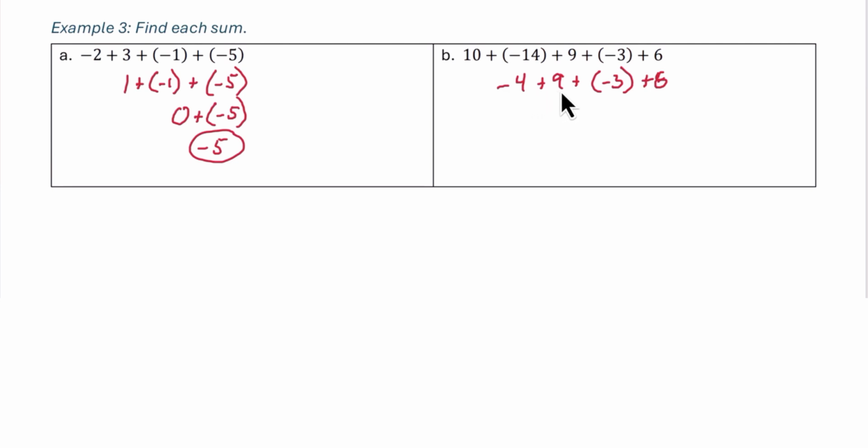Negative 4 plus 9. Negative 4 plus 9 is 5. Next, 5 plus negative 3, that is 2. And finally, 2 plus 6 gives us 8.